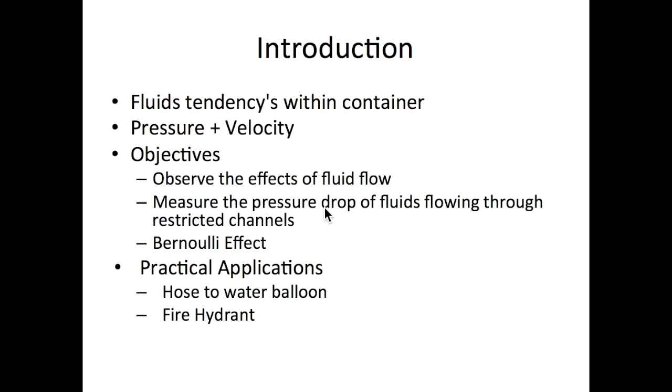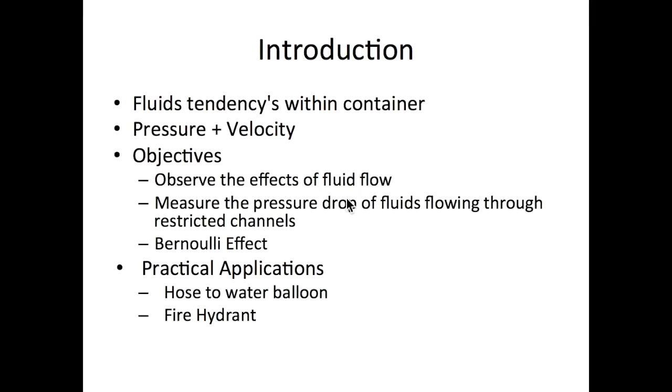To introduce the experiment Fluid Flow, we need to realize that fluids have tendencies within a container. When you pour water into a water bottle, the water obviously takes the shape of the water bottle itself. Much like this, a fluid will take the shape of its container. Water is a liquid, and a liquid will form a surface as gravity pulls it to the bottom of the container. When dealing with pressure and velocity, we need to realize that this fluid's tendency to conform to its container is going to affect the pressure and velocity.